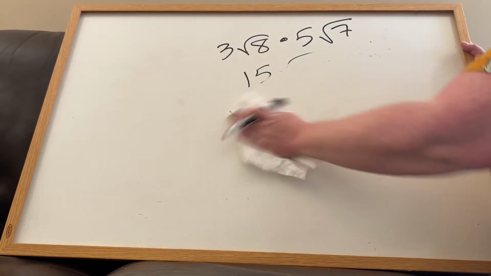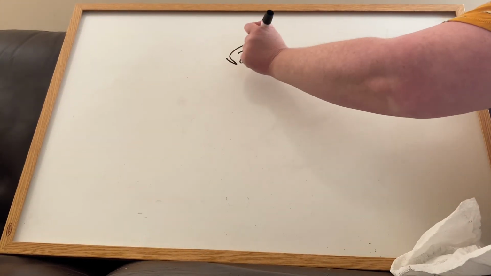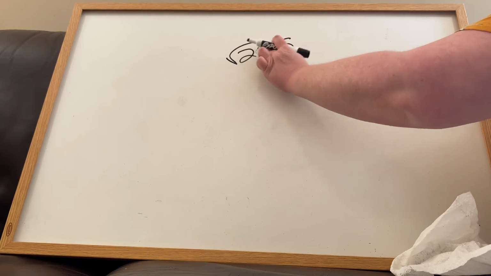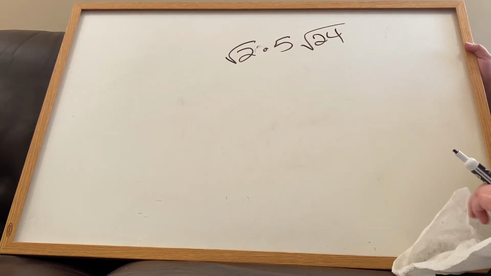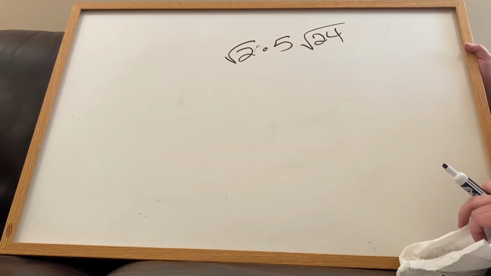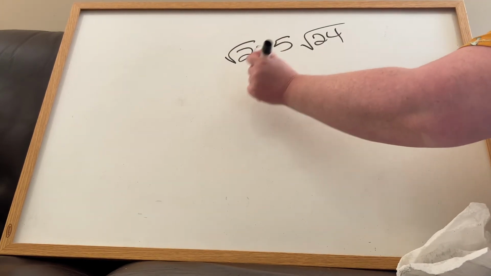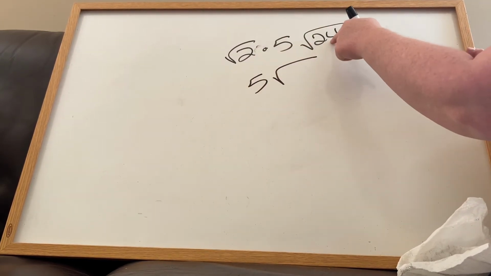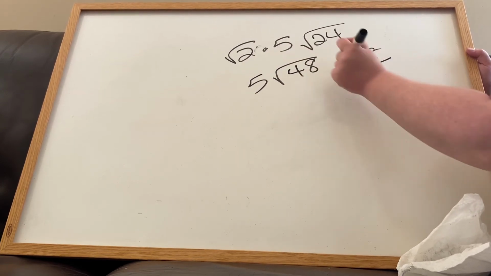Last one. So square root of 2 times 5 square root of 24. So here you don't have a number in front of the square root of 2. Remember, when there's no number in front there, it's like there's a 1. So you're doing 1 times 5, which is going to be 5 square root 2 times 24, which is 48, and then you'll break 48.